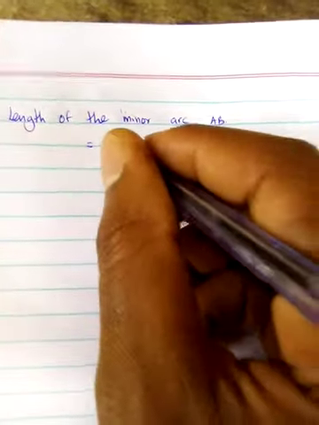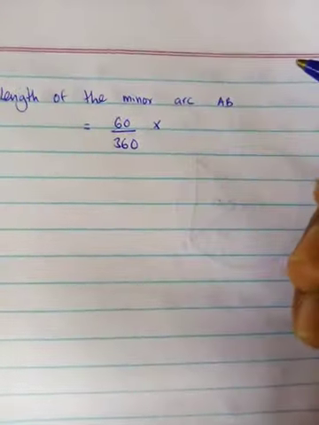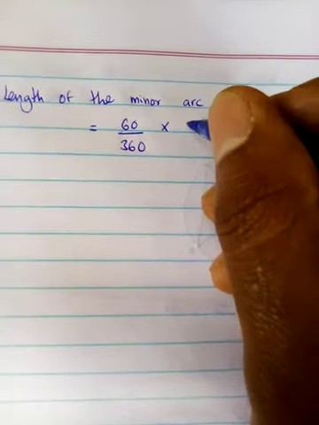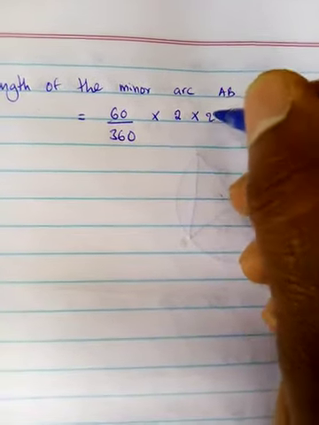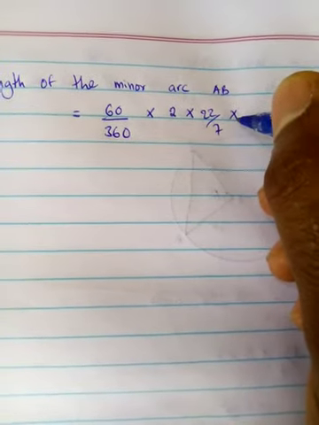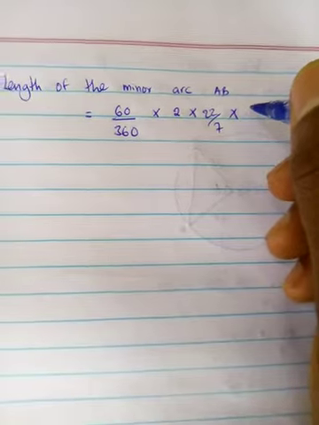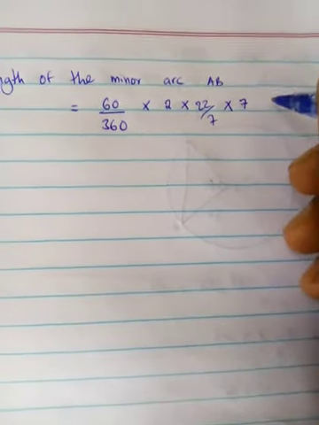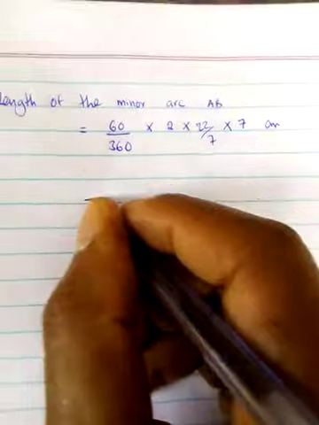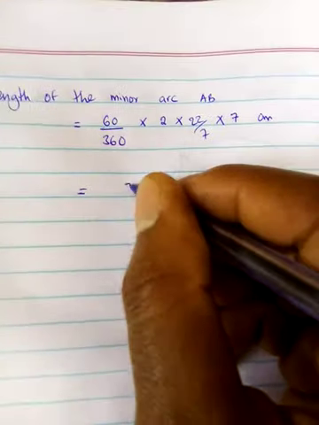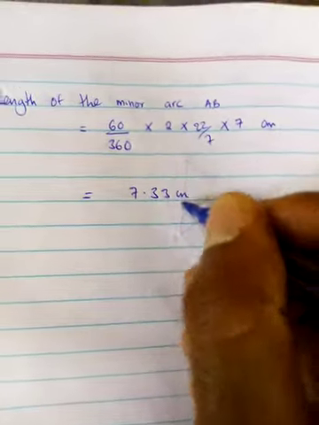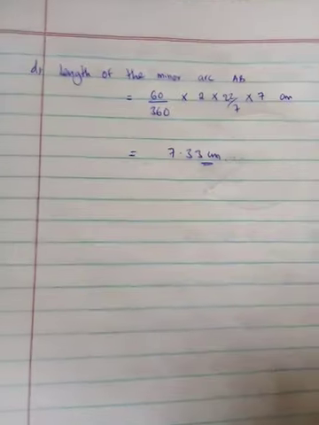So it is as simple as that. The length of the minor arc AB equals the angle, 60 divided by 360, multiplied by the circumference, which we called 2 pi r. That is 2 multiplied by pi, 22 out of 7, multiplied by r. Our r is 7, in centimeters. If you press your calculator properly, you get 7.33 centimeters. We can trim off to 2 decimal places.